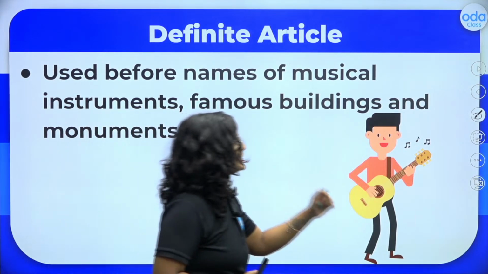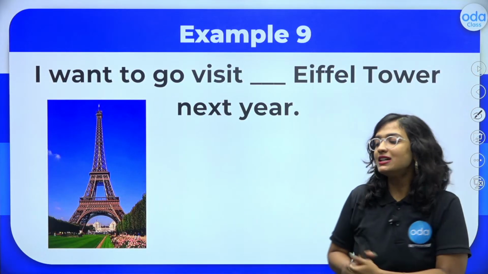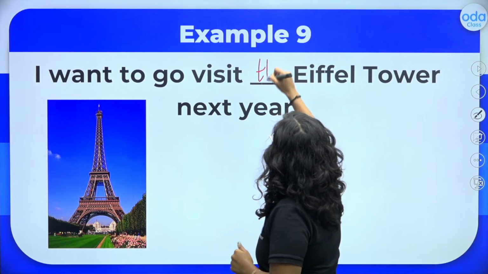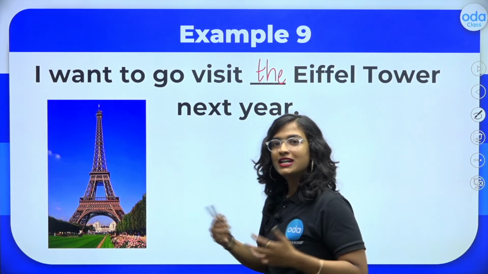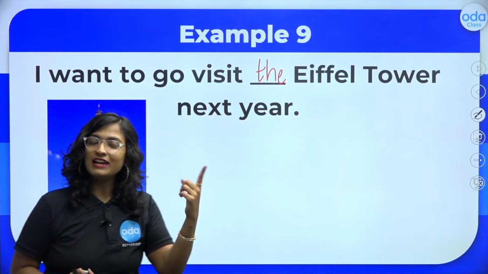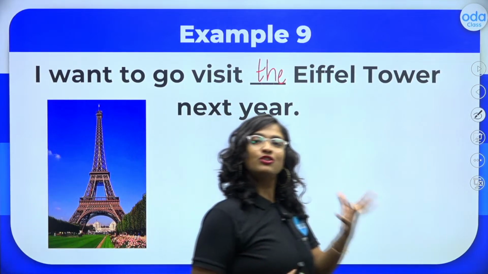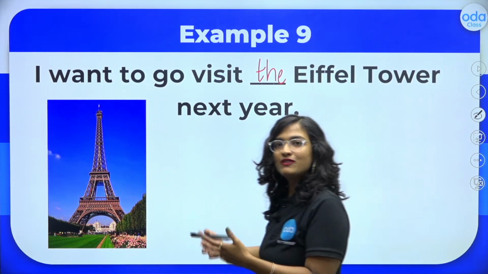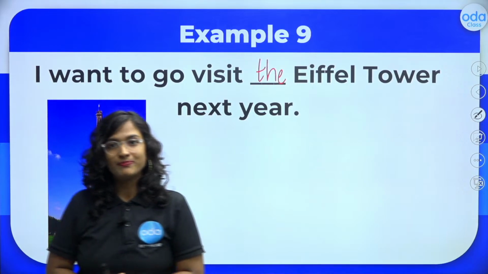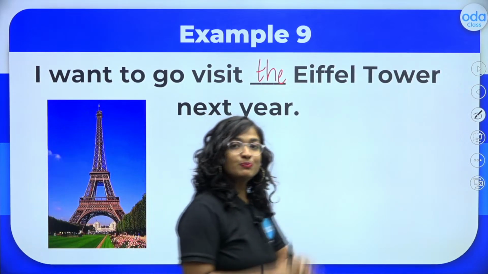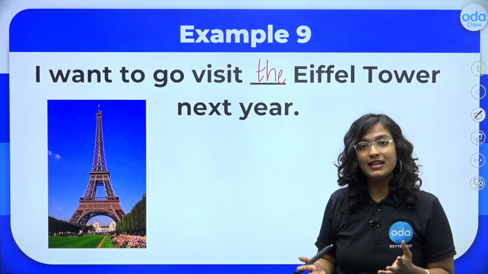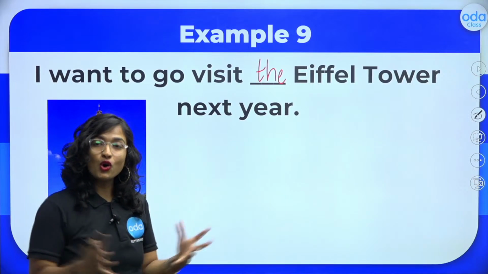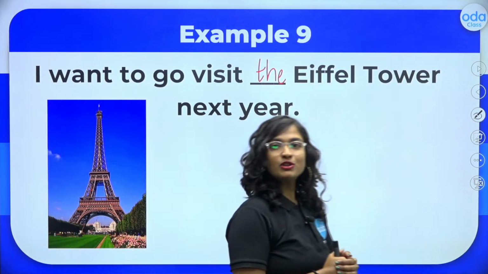Alright? Similarly, speaking of the Eiffel Tower, I want to go visit the Eiffel Tower next year. We only have one Eiffel Tower. We only have one Qutub Minar. We only have one Red Fort. So whenever we speak of these, we will always use our article the before them. So now, students, let's bring back everything that we have learned, right? Indefinite articles and our definite article. Let's use all that we have learned and try to solve some quizzes now.